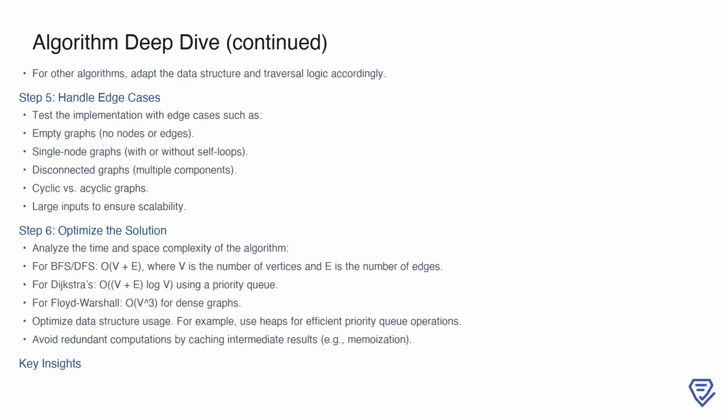Beyond implementation, consider edge cases. These include handling empty graphs, single-node graphs, disconnected graphs, or ensuring the algorithm scales well with large inputs. Testing these scenarios is crucial to ensure correctness and robustness.